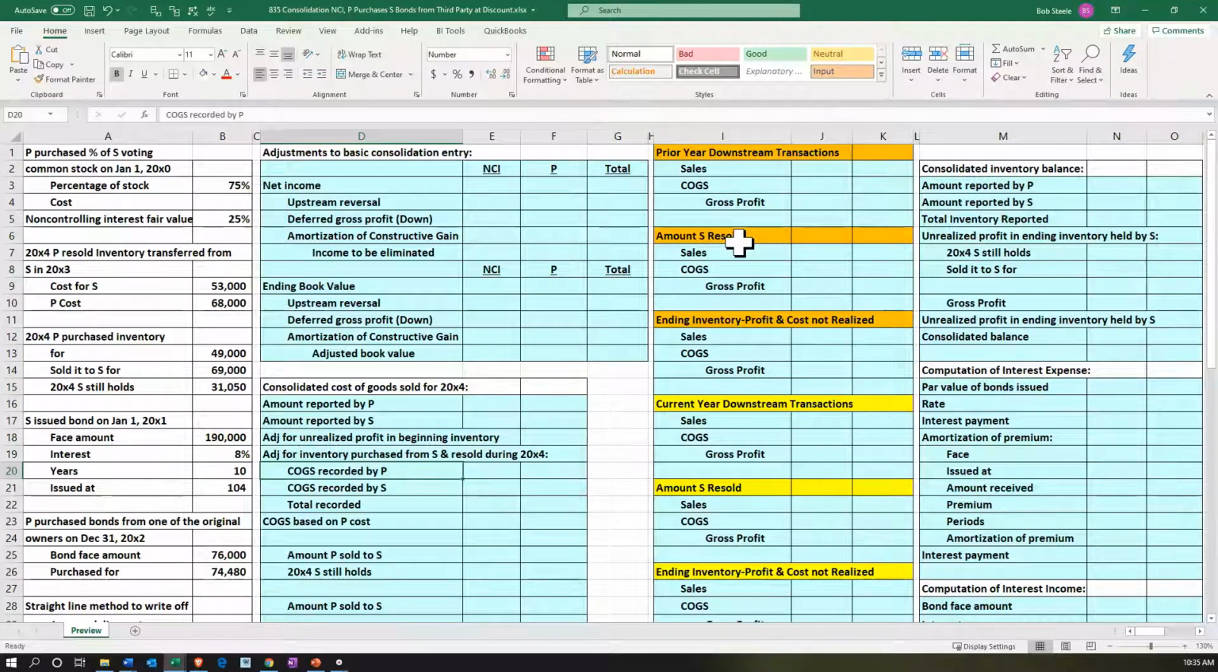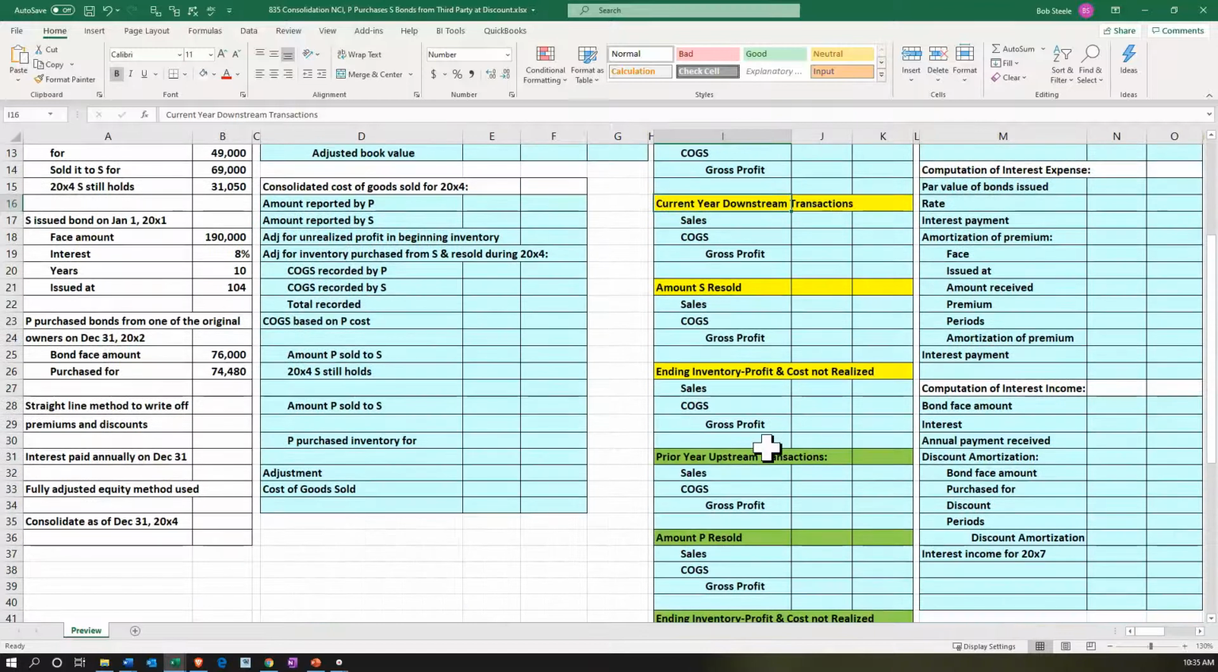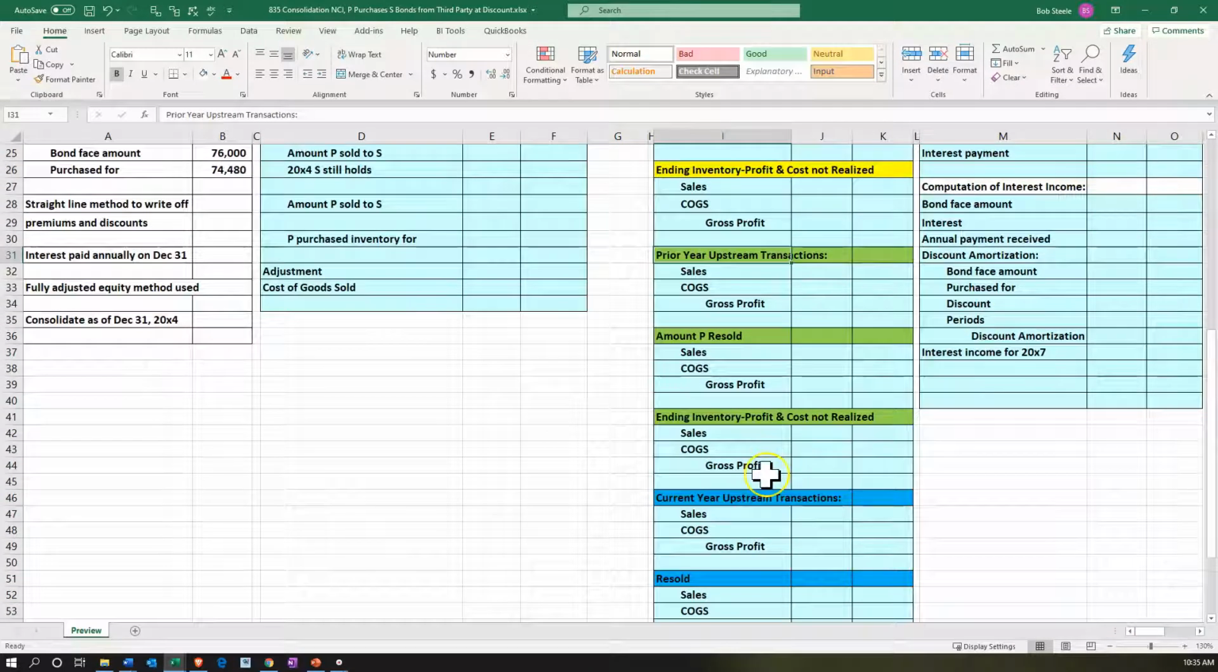And I've included the full range of things that we might want to consider, and then we'll just enter the amounts that are applicable. But I want to include the standard kind of things that can happen, right? So with regards to the inventory, we'll start with the inventory here. We've got the prior year downstream transactions that could happen, the current year downstream transactions that happen. Then we could have prior year upstream and then current year upstream.